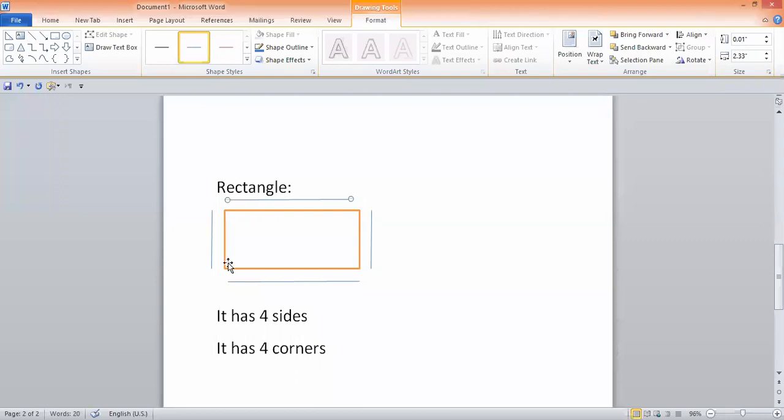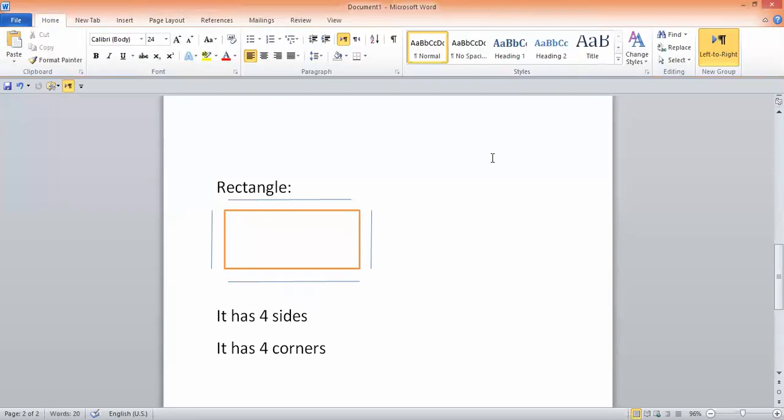When you talk about the corners, this is corner one. Look, I can show you with the help of a circle. This is corner one. This is corner two here. This is corner number three. And this is corner number four. So there are four sides and four corners in the rectangle.